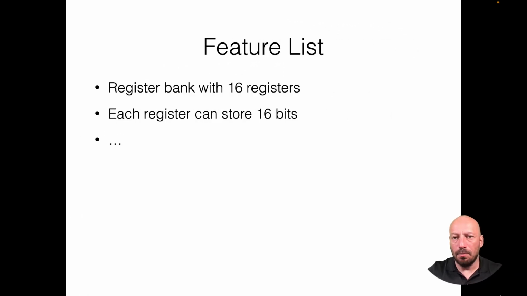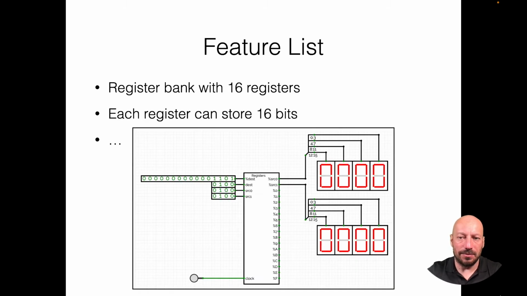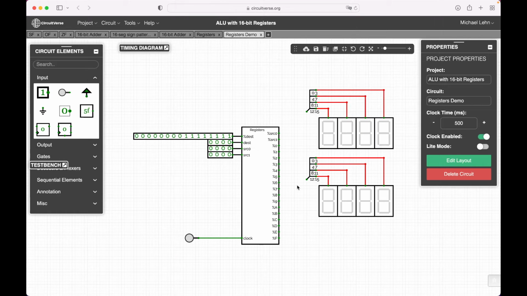The first main component of our ALU is a register bank with 16 registers, and each of these registers can store 16 bits. And before I describe this ALU register bank more formally, I will show you my register bank in Circuitverse and how you can use it and how, of course, you can build it by yourself. This is the demo circuit for my register bank. And you see here a few inputs and lots of outputs. Let me first explain some of the outputs.